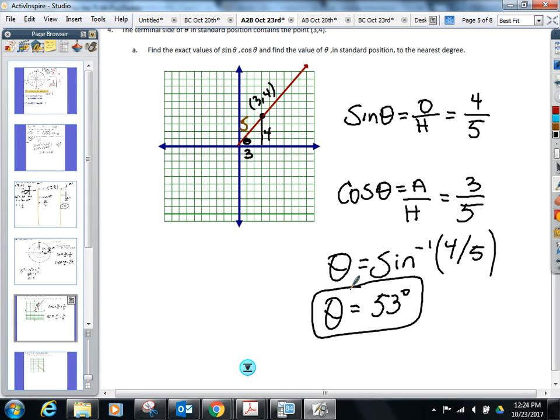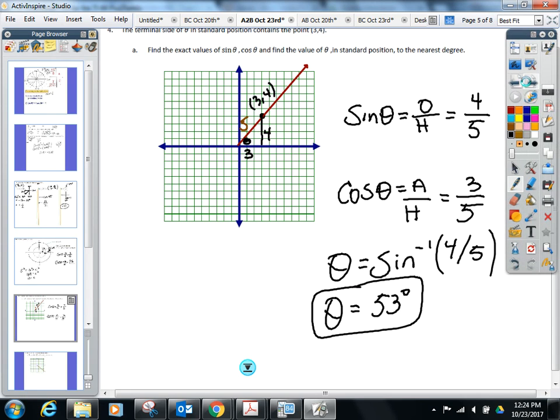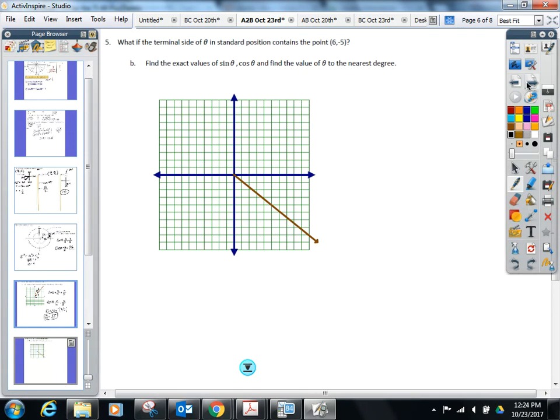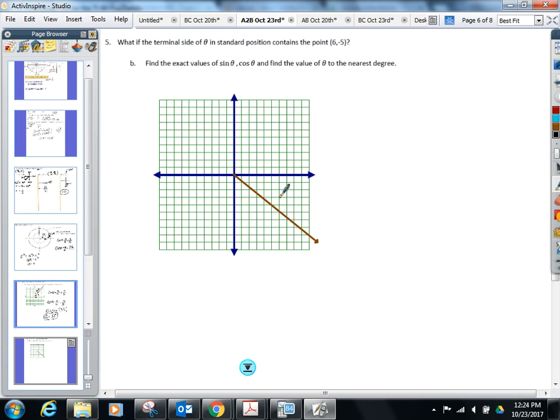All right, if we're not on the unit circle, because we got one more here as a class. Nothing's changing, except we're in a different quadrant now. Okay, 6, -5. Go ahead, 6, -5. 2, 3, 4, 5, 6. 1, 2, 3, 4, 5. There it is.